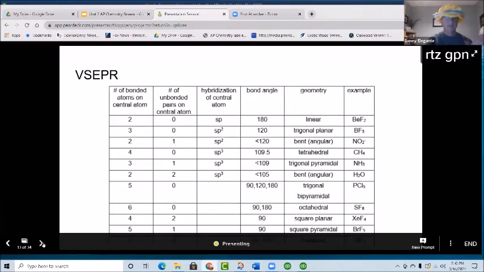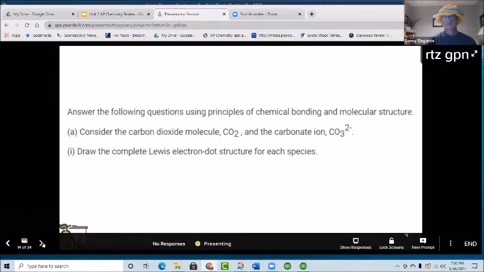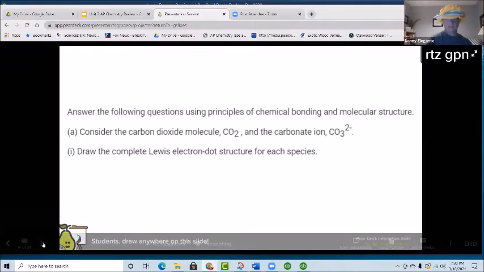All right, so that was just a reminder of those shapes. So now there are 74 of y'all out there, so you get to draw on this slide. What I want you to do is pick either CO2 or CO3 2 negative. Pick one of them, not both, just one, and draw the Lewis structure for the one you picked. Go ahead and draw the Lewis structure on Pear Deck, either for CO2 or for CO3 2 negative, whichever one you want.